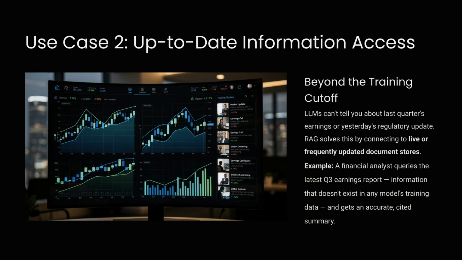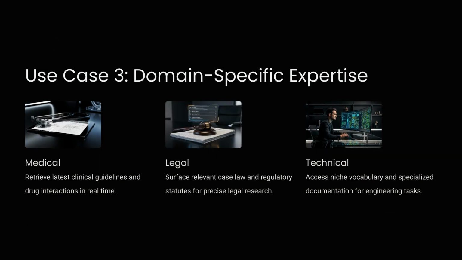Use case 2 addresses the need for up-to-date information access. RAG solves the model training cutoff problem by connecting to live or frequently updated document stores, providing accurate, cited summaries of recent events. Use case 3 leverages RAG for domain-specific expertise.